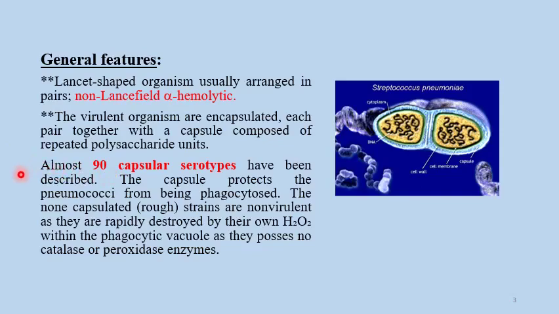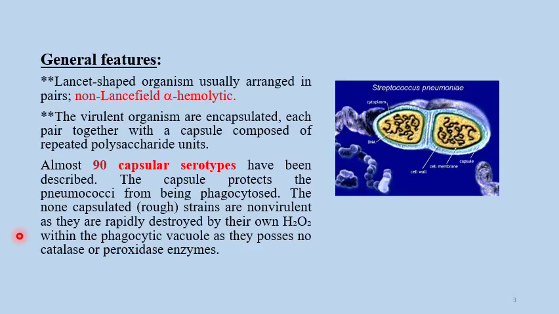طبعا وظيفة الكبسول زي ما احنا عارفين it protects the pneumococci from being phagocytosed. If it loses the ability to form this capsule, we call it in this case, rough strains. The rough strains are non-virulent. They lose their virulence if they lose their capsule. ليه? Why? As they are rapidly destroyed by their own hydrogen peroxide. لو حصل لهم حتى phagocytosis, if they lose their capsule, of course, they are easily phagocytosed.